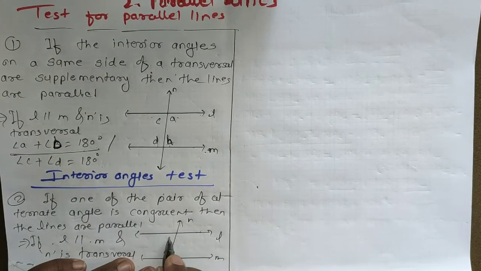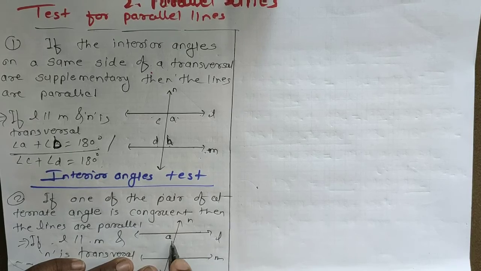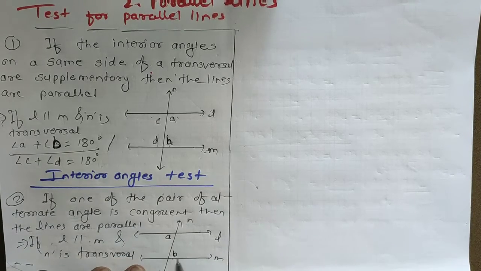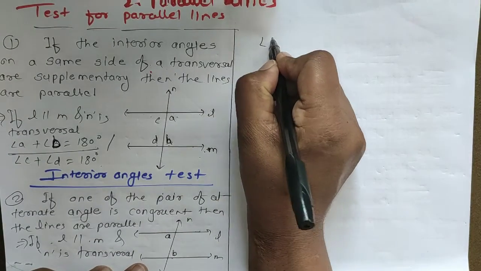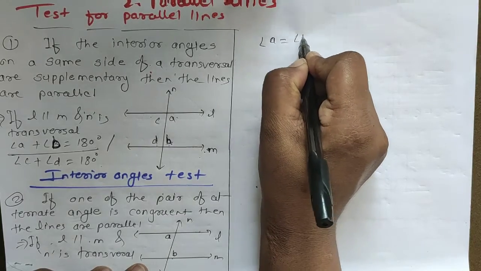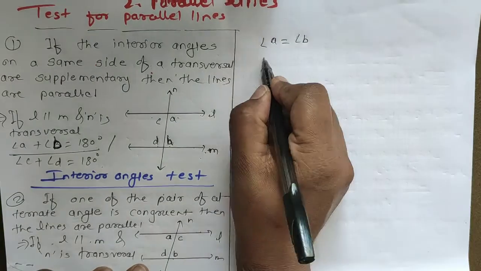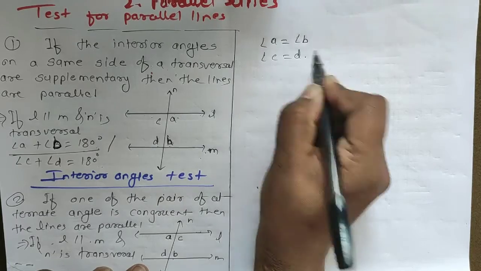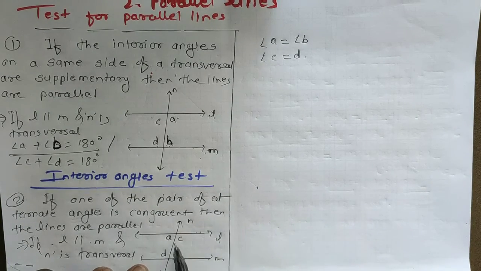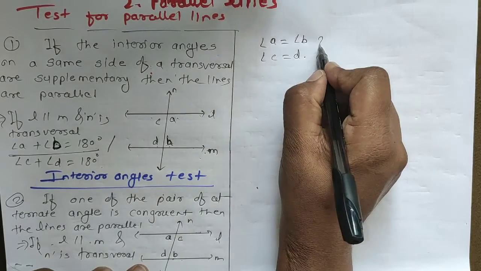Okay, then if line L is parallel to M and N is its transversal, which are the alternate angles? This is A and that is B. Angle A is equal to angle B. Otherwise angle C is equal to angle D. If the measures of A and B, and C and D are equal, then these are the which angles?